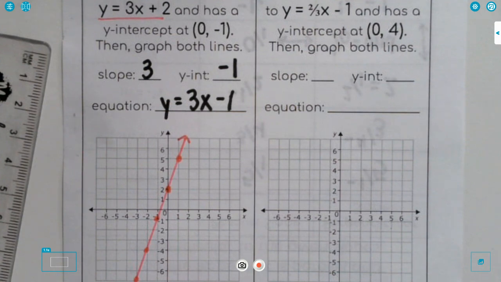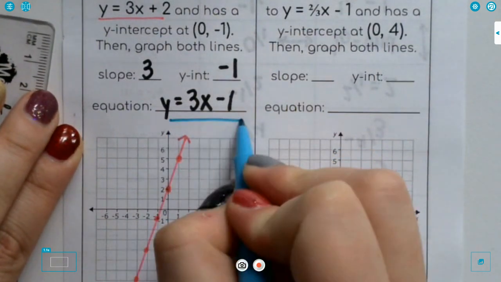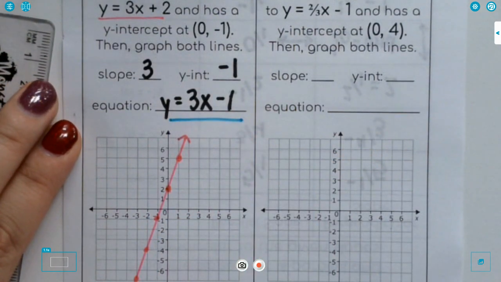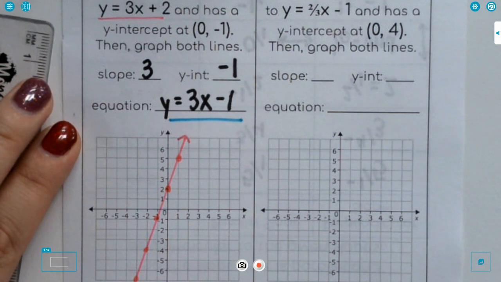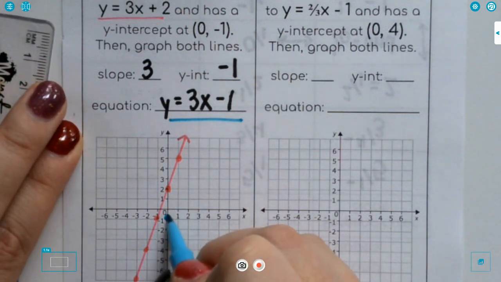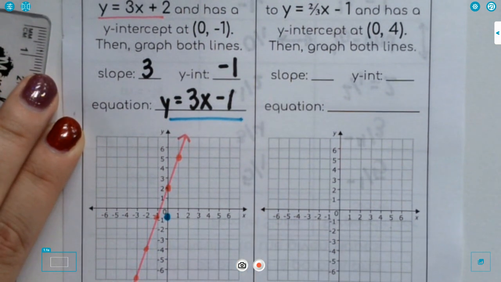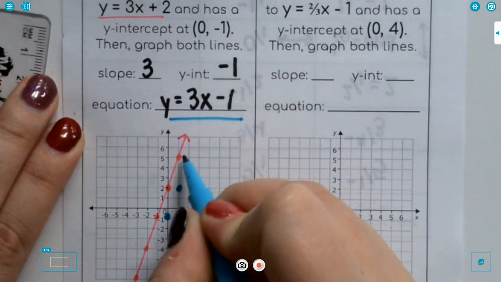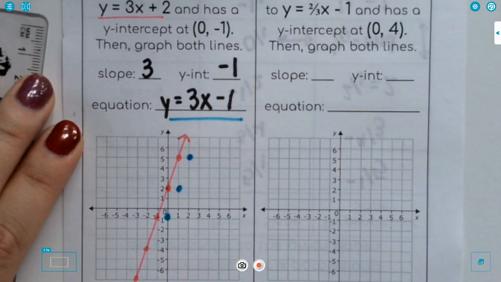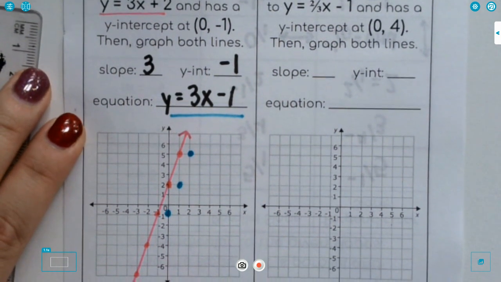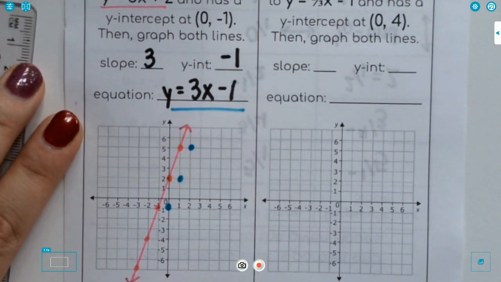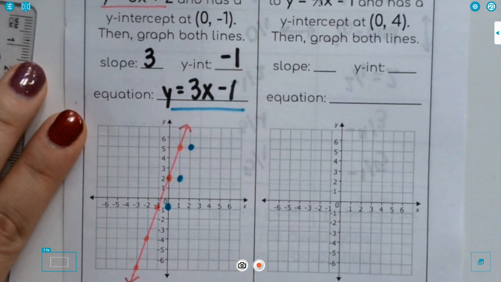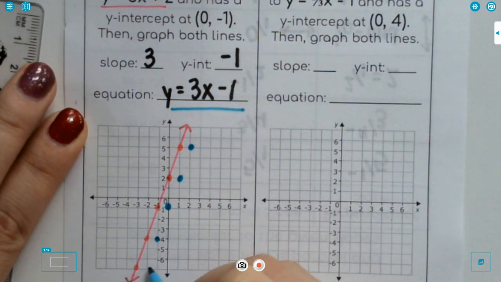Then I'm going to graph my new equation that I wrote in blue, just so you guys can see which ones I'm doing. y equals 3x minus 1. So I start at -1 on my y-axis, and I do a slope of 3. So I go up 3, right 1, up 3, right 1. Once again, if I want to, I can go down 3, left 1 a couple times as well.